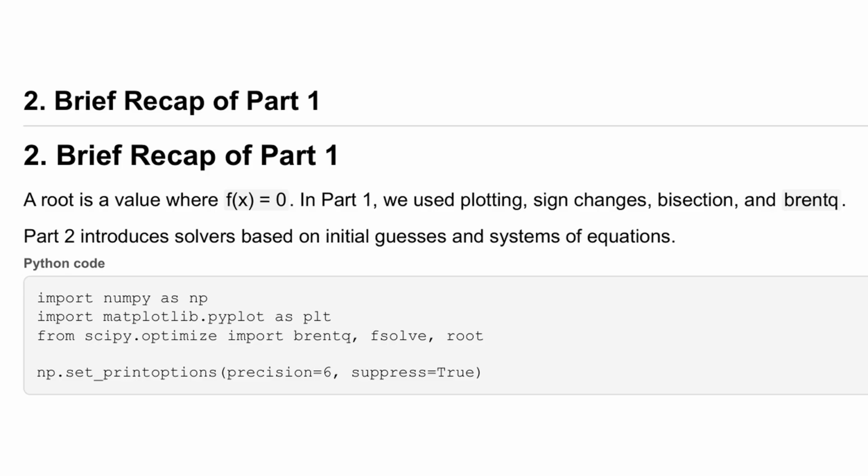Remember that a root is simply a value where a function equals 0. In the previous lesson, we used robust methods like bisection and brentq, which require a bracket. Now, we will start by setting up our standard environment using NumPy, Matplotlib, and the optimize module from SciPy.